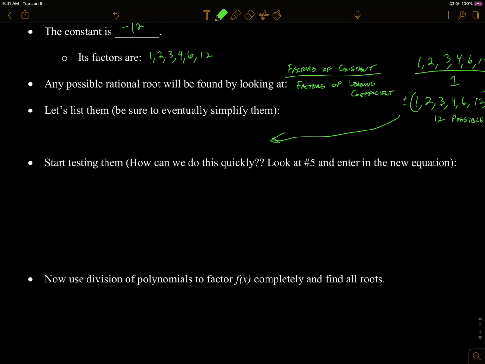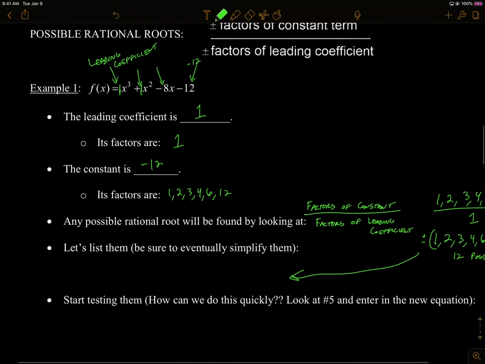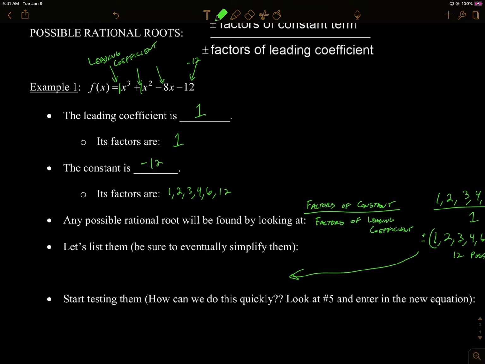So there's my list. Okay, so start testing them, and then it says, how can we do this quickly? Look at number 5 and enter the new equation. We skipped that number 5 part about using the calculator. So what I'm going to tell you is just look at the graph and see which ones work on the graph. Okay, so this is x cubed plus x squared minus 8x minus 12, right?